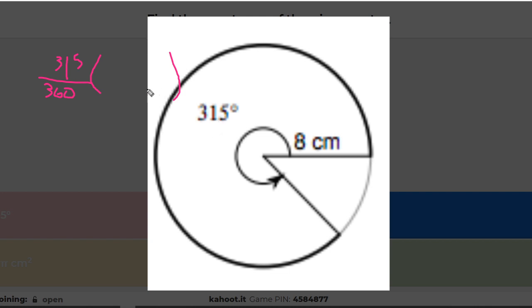Times, what are you going to do with that radius? Square it. So 64, and then put a pi next to it. If you divide these by 45, this becomes a 7, this becomes an 8. The 8 and the 64 can be divided by 8, so that's 8 and that's 1. So basically everything on the bottom canceled, so you're just left with this 7 and this 8 on top, along with the pi. 7 times 8 is 56, and then pi.